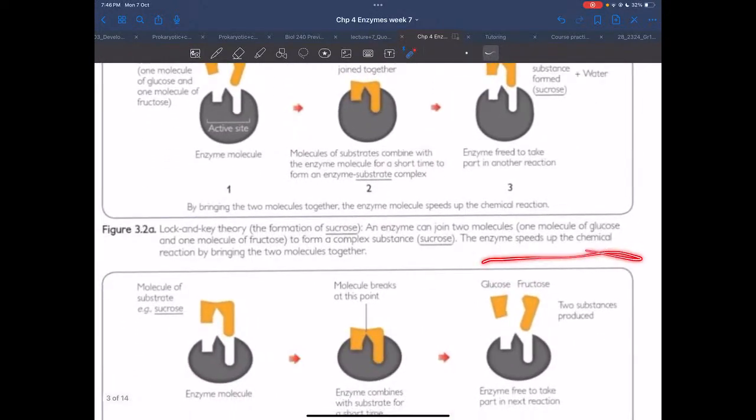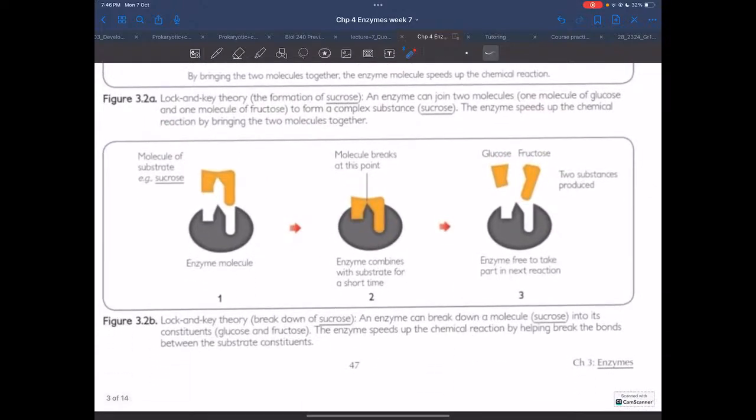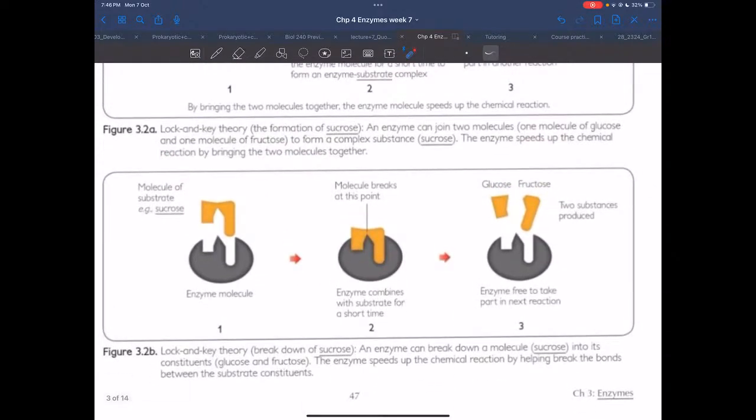And remember, the enzyme speeds up the chemical reaction by bringing these two molecules together. And the same thing here. Again, you have the enzyme, you have the active site. It fits complementary to it. This is the lock, and this is the key. They fit to each other.